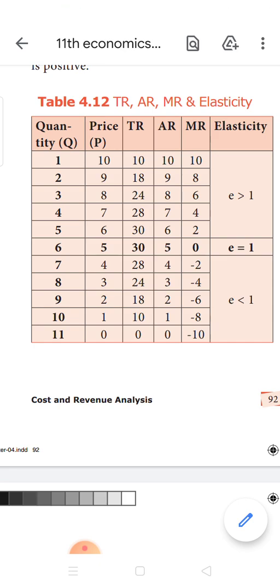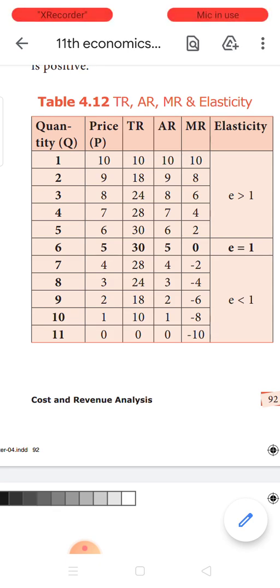Now just observe the lower part of the table. From 7 you just observe. When total revenue is declining and marginal revenue is negative, in such a situation, the elasticity of demand is lesser than 1. The value of elasticity of demand is lesser than 1. Now, the relationship between these three helps us to find the elasticity of demand also.